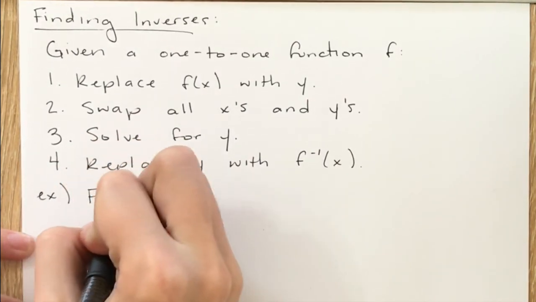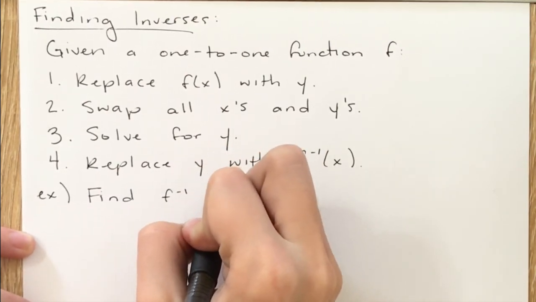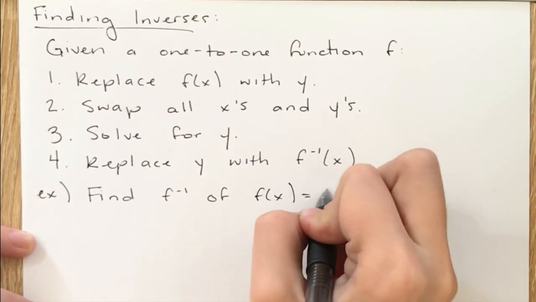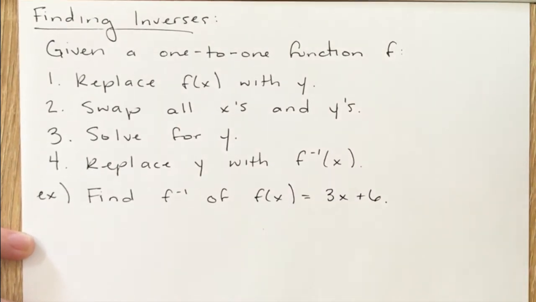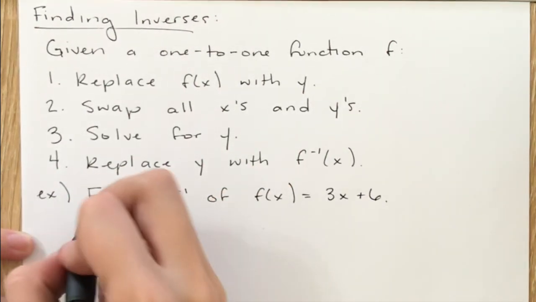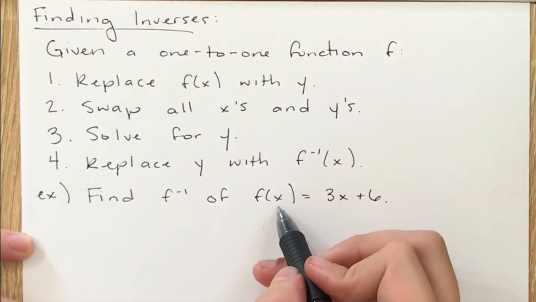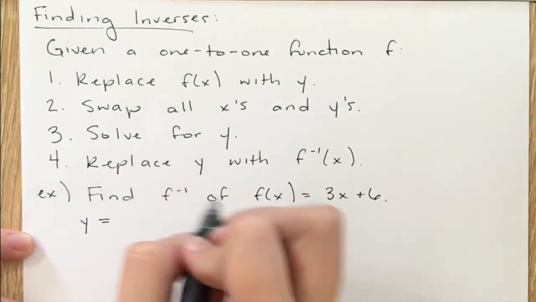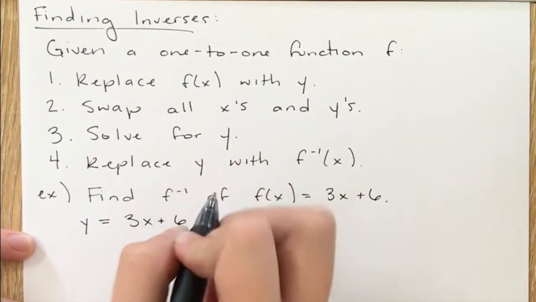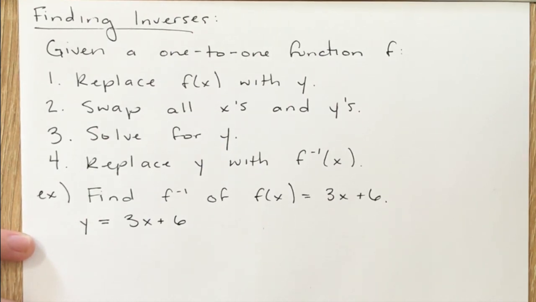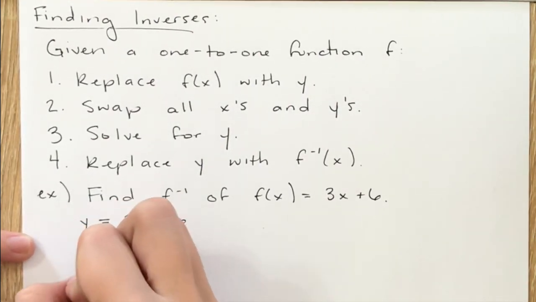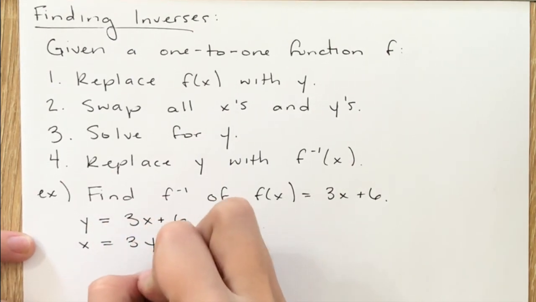Okay, find f inverse of f of x equals 3x plus 6. Again, first of all, is this one-to-one? Totally. Again, this is another line, so this is a one-to-one function. Okay, we're starting off with 3x plus 6. Our first step is to replace f of x with y, so we can go ahead and write y equals 3x plus 6. All right, next step is to swap our input and output variables. So we swap: y becomes x and x becomes y.